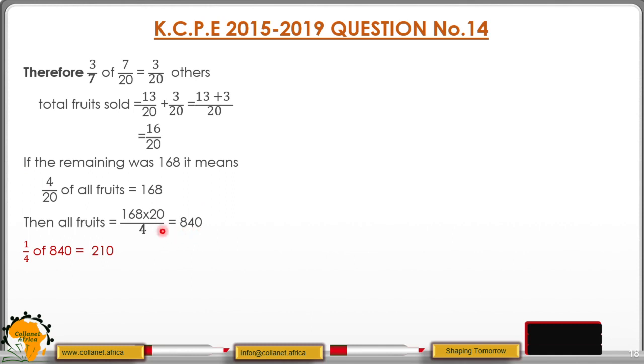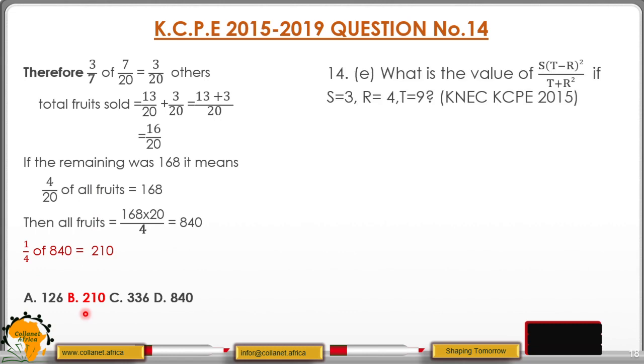This will give you 840. Therefore, the question was asking the number of fruits sold to students. So this is not the answer. So you say a quarter, which is the fraction that was sold to the students, multiplied by the total number of fruits, which is 840, to get 210. So the choice is B.